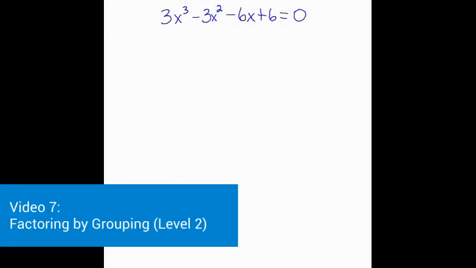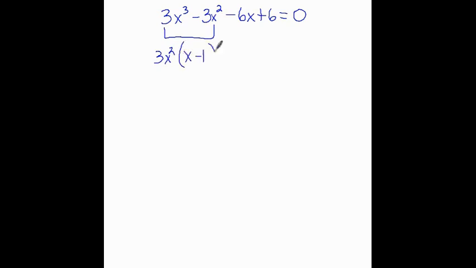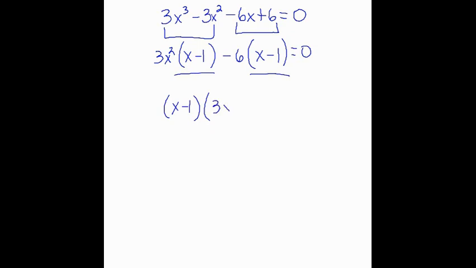Let's go over another factor by grouping technique for solving this cubic. We've got this first factor. The greatest common factor is 3x squared. That leaves us x minus 1. Now be careful, we're going to put a minus, but the greatest common factor should be a negative 6. That way we're left with an x minus 1. That gives us the special factor that we can get out, which is x minus 1. We get 3x squared minus 6 as the remainder.